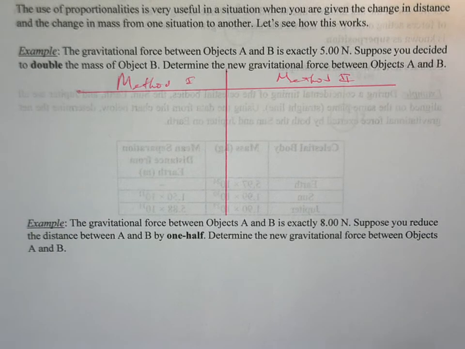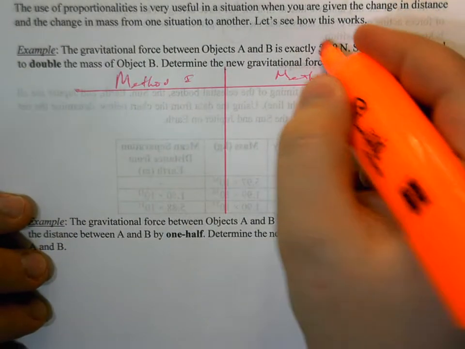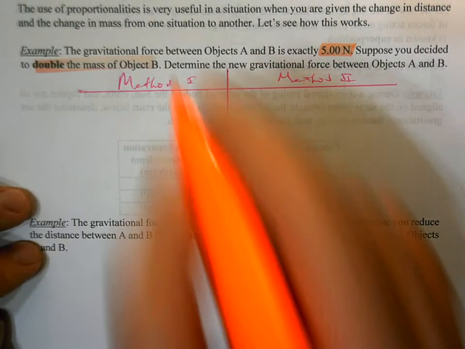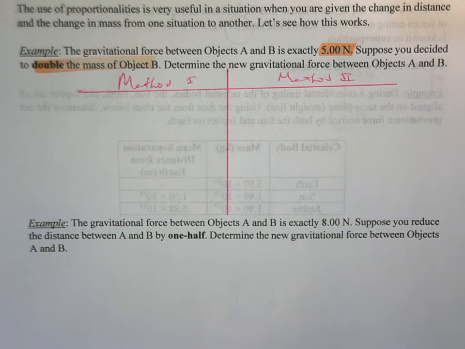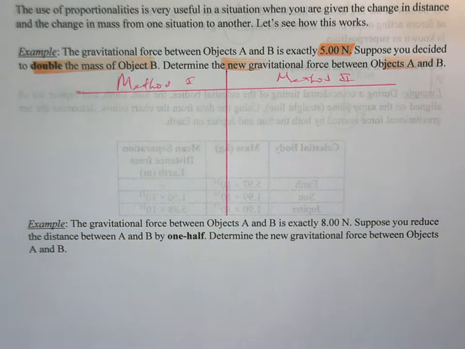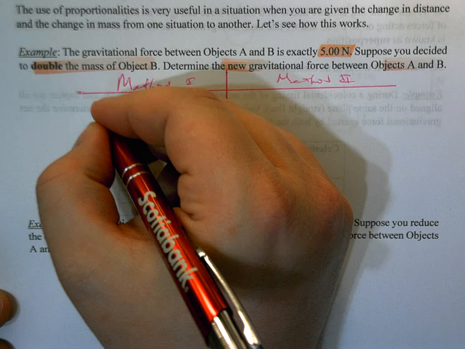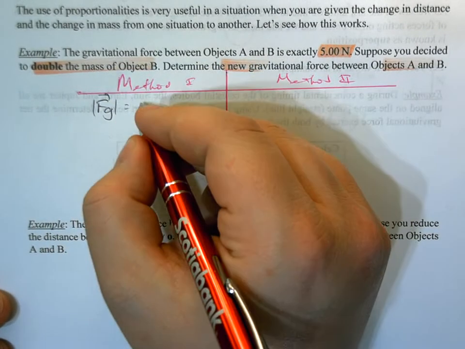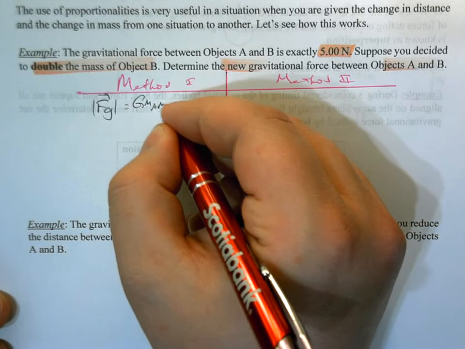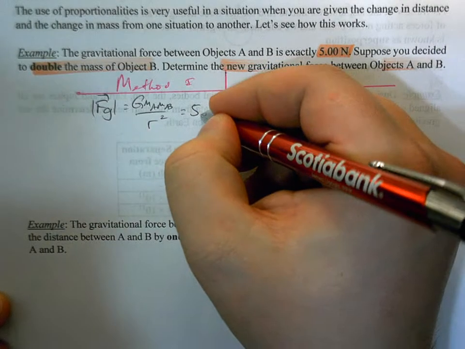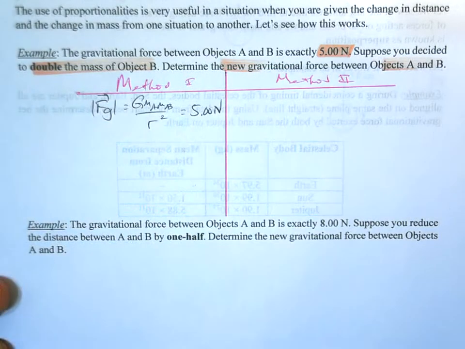So let's see what we got. The gravitational force between objects A and B is exactly 5.00 newtons. Now suppose we decide to double the mass of object B. We want to find the new gravitational force between A and B. The first one is the very formal method. We know that Fg is going to be G mass A mass B over r squared, and we're told that this is exactly 5 newtons.